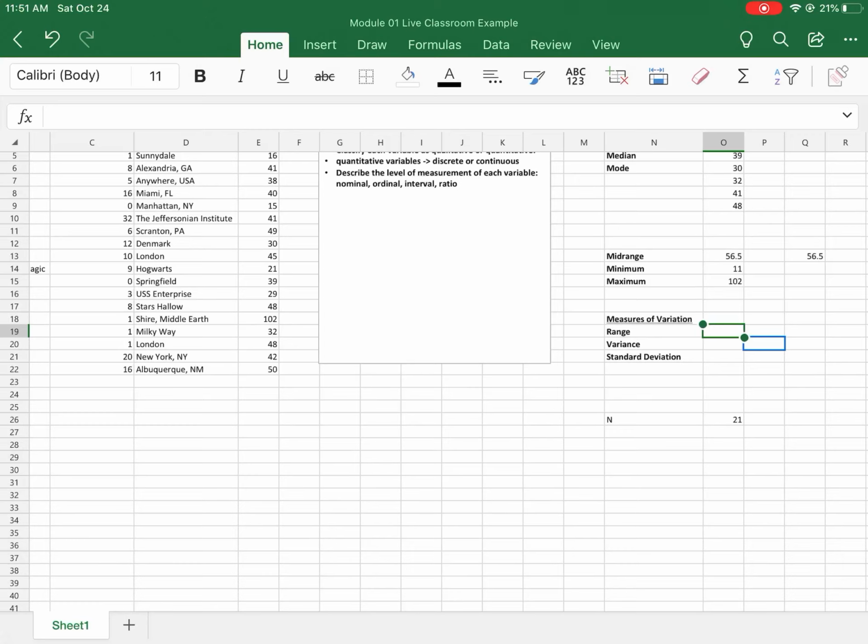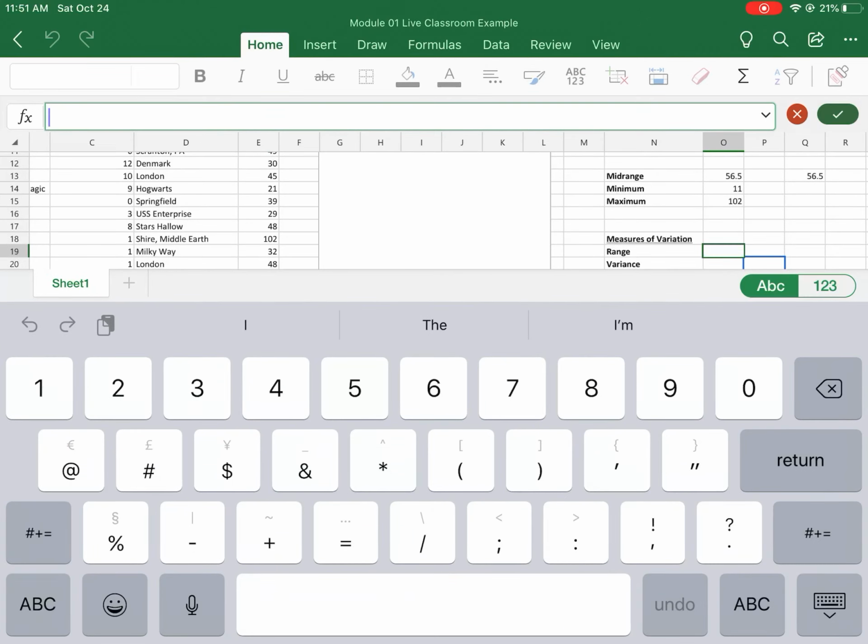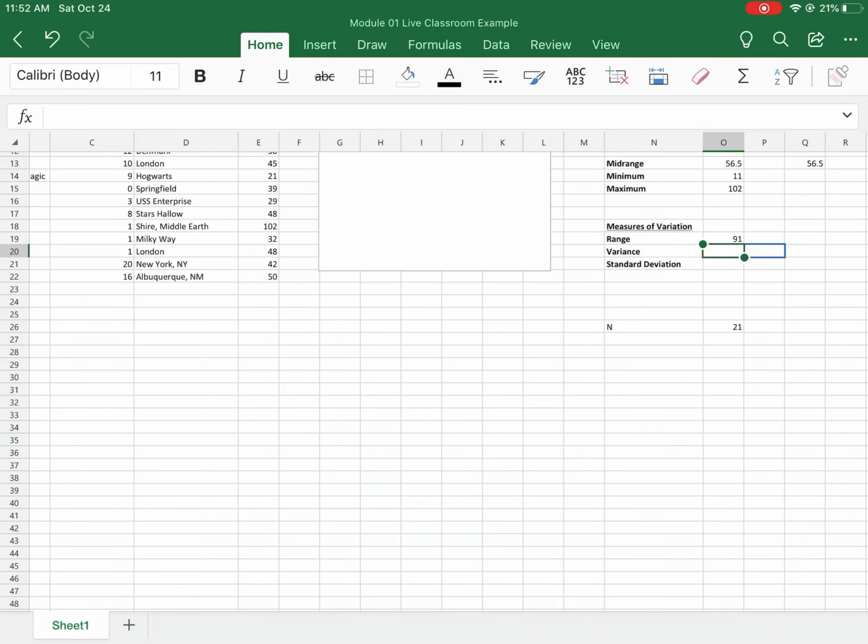Okay, so now let's go ahead and do our measures of variation. So your measures of variation, so to figure out my range, that's going to be my max minus my min. Now since I already found that, I'm going to go ahead and use those values. So it equals my max, so again I'm cell referencing, minus my min, okay, here, and then I'm just going to hit enter, so I get 91.